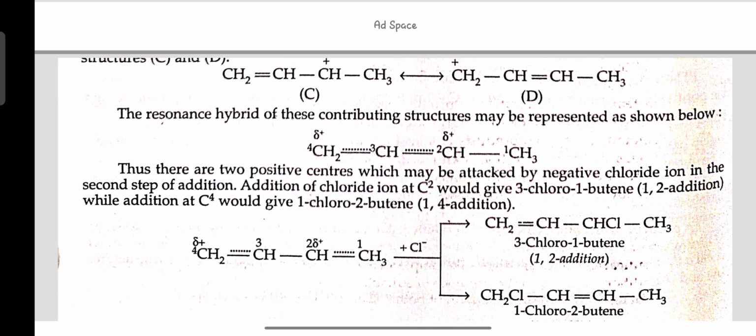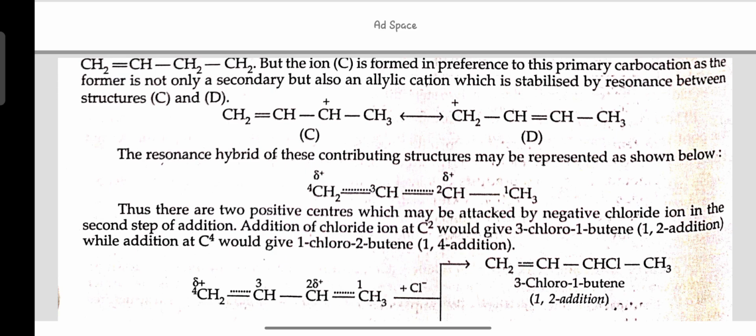Structure C is CH2=CH-C+H-CH3. Structure D is C+H2-CH=CH-CH3. The resonance hybrid of these contributing structures may be represented as shown below.